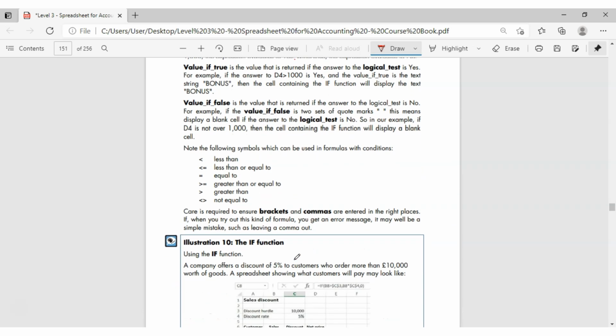Just before that, some of the signs you need to know. This is less than, this is less than or equal to, this is equal to, this is greater than or equal to, this is greater than, and this is not equal to. You can use all of these from the keyboard.